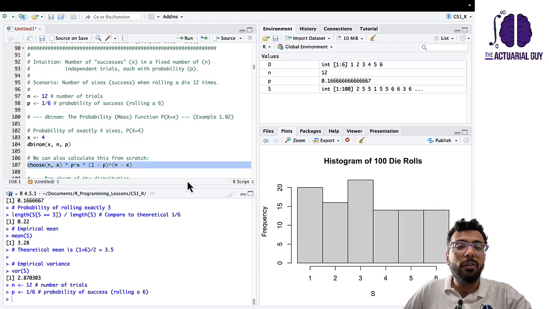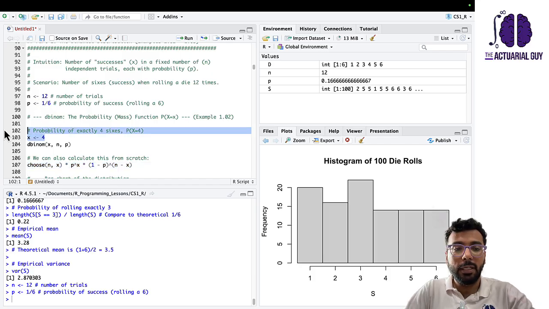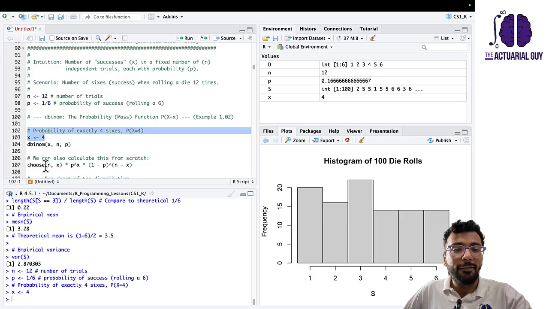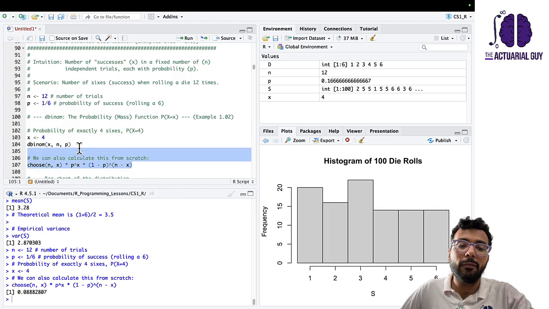For that, you will have to use the combination function, which is the choose function. So choose n comma x. N, p and x, all three have been defined, right? So you choose x from n, that is nCx, times p to the power of x, times 1 minus p to the power of n minus x, and this will give you the probability. Very straightforward, very easy.